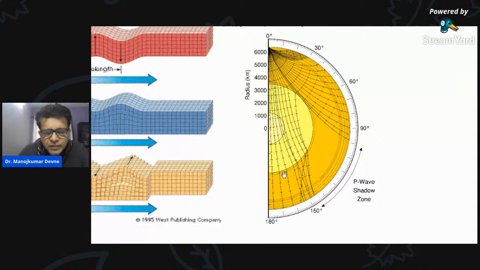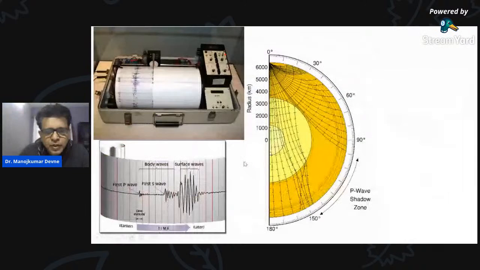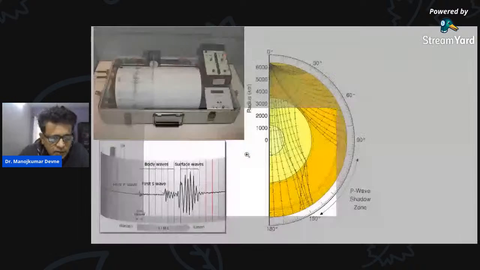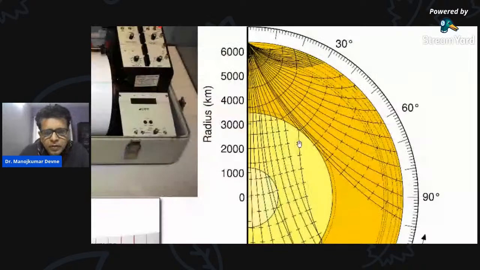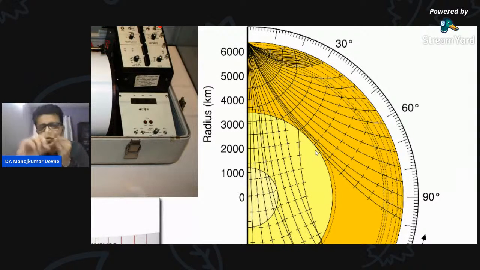Now, there is something that needs to be understood as far as primary and secondary waves are concerned. I'll just put it up for our benefit. Remember that as far as primary waves are concerned, these are those waves. Primary and secondary, both of them together are called body waves because they pass through all the layers of the interior of the earth.